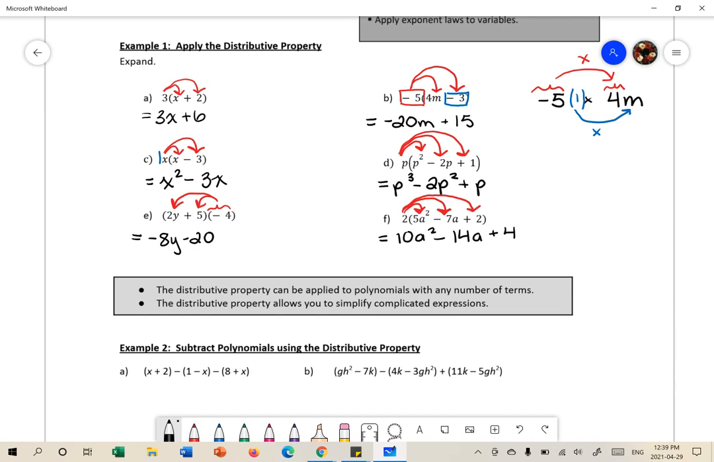The distributive property can be applied to polynomials with any number of terms. The distributive property allows you to simplify complicated expressions.